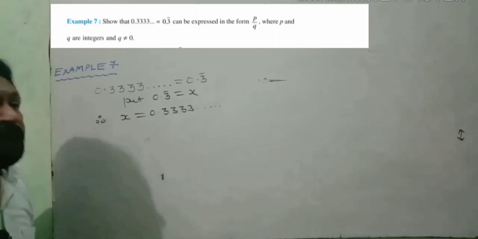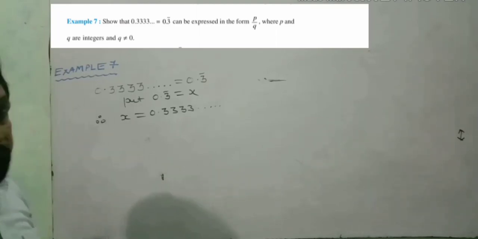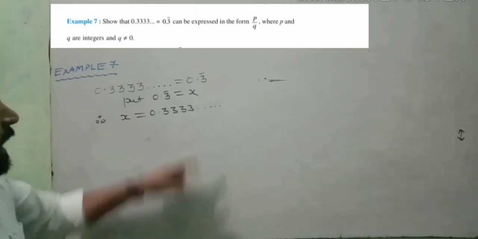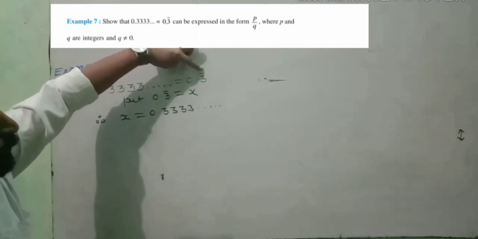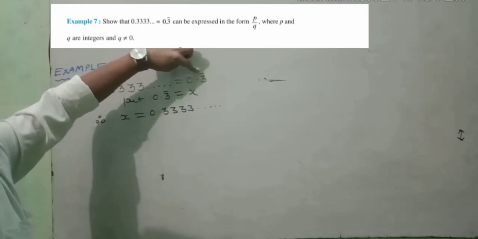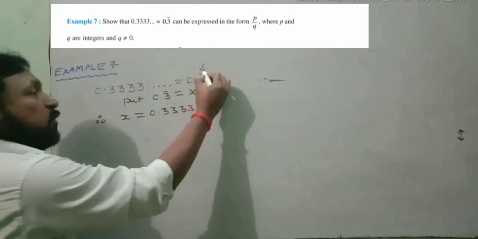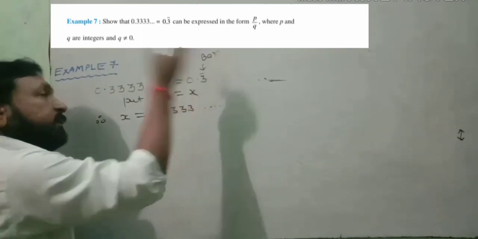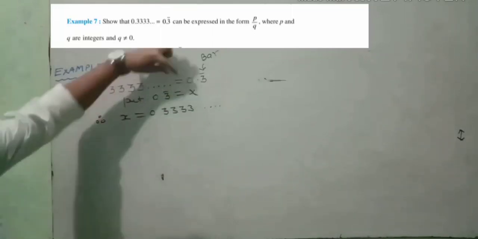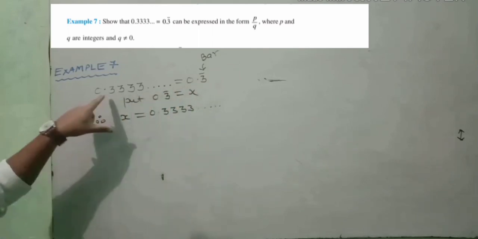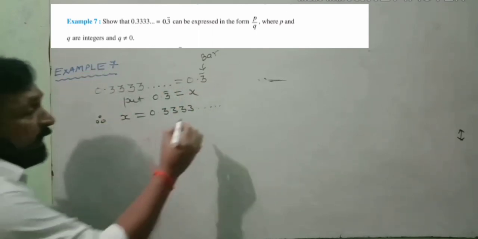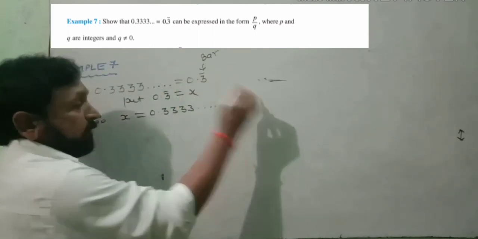Okay, this is the first step of solving this kind of question. This is called 0.3 bar. This symbol is called bar, B-A-R. First of all, we have to put this thing equal to x. It means x will be equal to this whole thing. It will be our equation number 1.